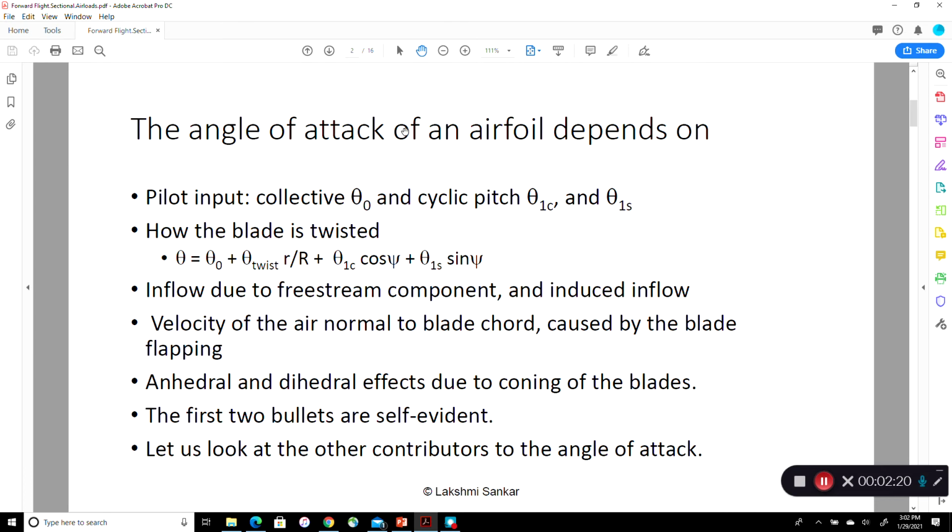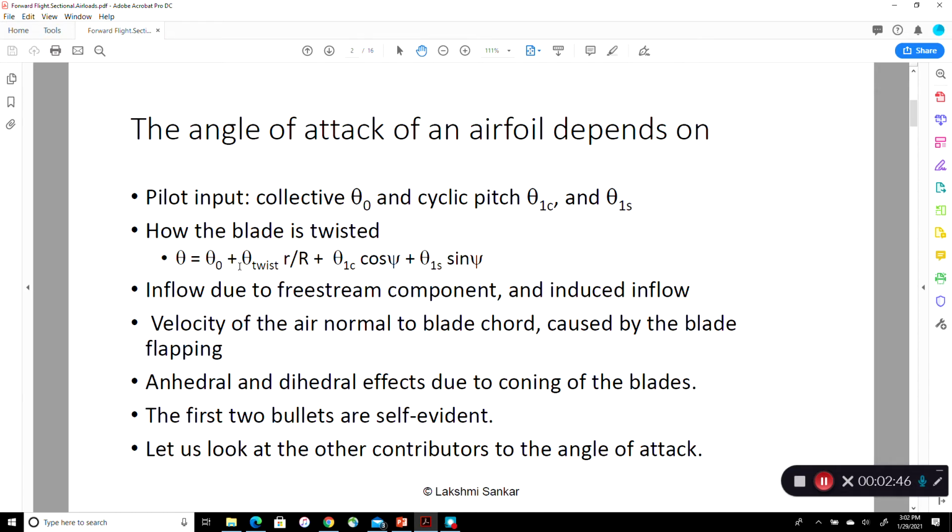So what are the things that the angle of attack of the blade section depends on? The pilot is putting in both a collective pitch, that means all the blades are rotating by the same amount, pitching up or down. If theta naught is positive, it's pitching up, rotating upwards, away from the rotor disc. If theta naught is negative, it is going downwards.